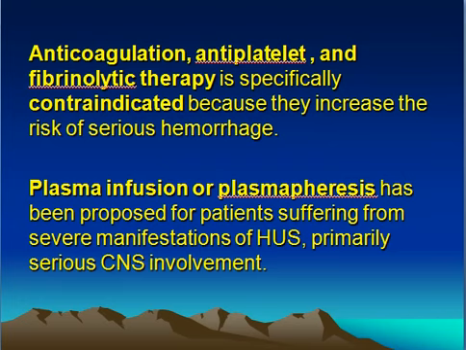Anticoagulation, antiplatelet, and fibrinolytic therapy are specifically contraindicated because they may increase the risk of serious hemorrhage. Plasma infusion or plasmapheresis has been suggested in patients suffering from severe manifestations of hemolytic uremic syndrome, especially CNS involvement.